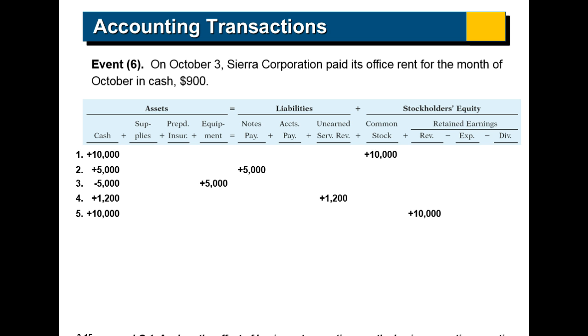On October 3rd, Sierra Corporation paid its office rent for the month of $900. What happens to cash? Goes down. And what happens when we pay rent? Is that going to affect stockholders' equity? It's going to go down also, isn't it? It's basically a rent expense. But for this purpose right now, we're just showing how everything's affected. Assets go down and equity goes down there. Okay? Are we making sense?